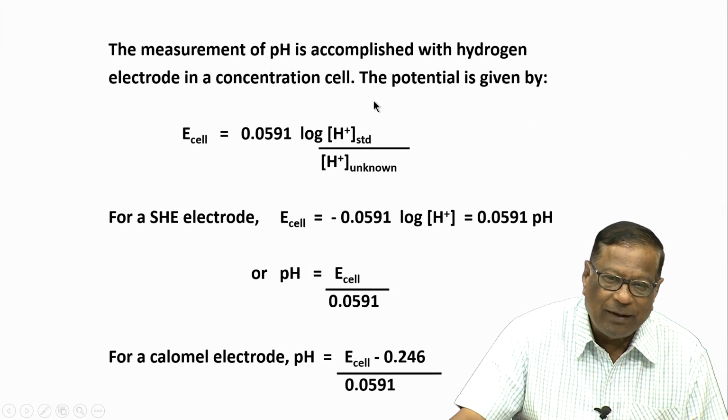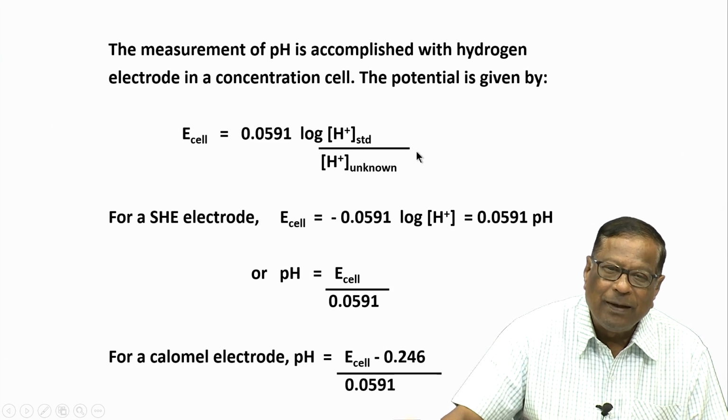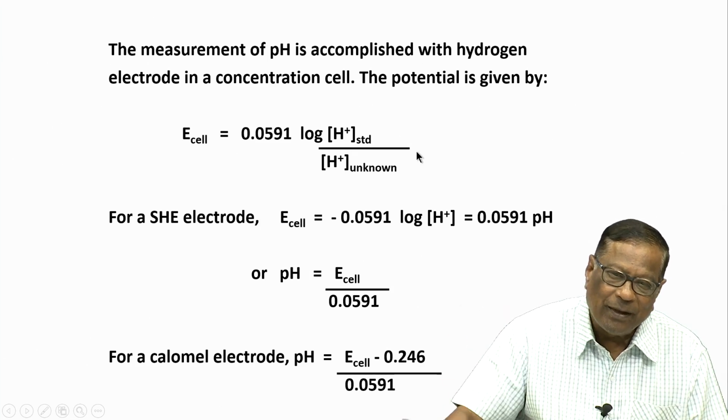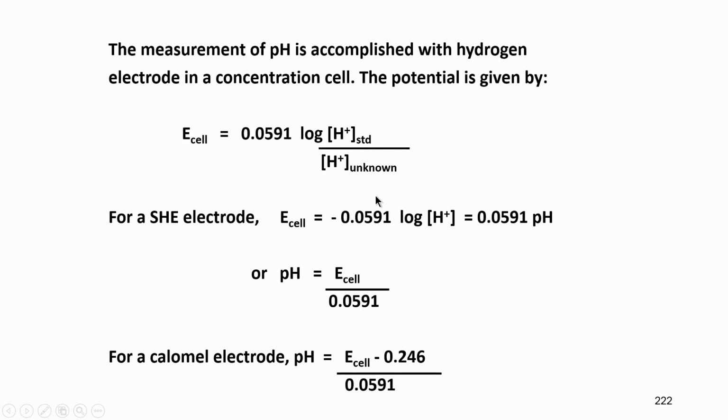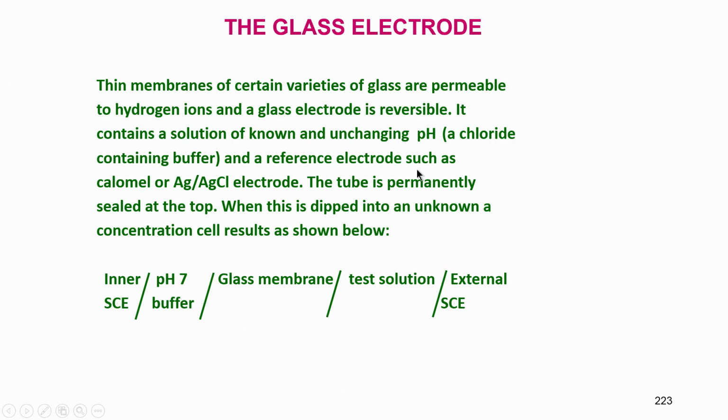Most of the pH meters that were available in the market were based on this principle, the analog. Nowadays, we have digital pH meters as well as more sophisticated ones, and there are improvements in the electrodes also, and that is known as the glass electrode. So, what is a glass electrode?